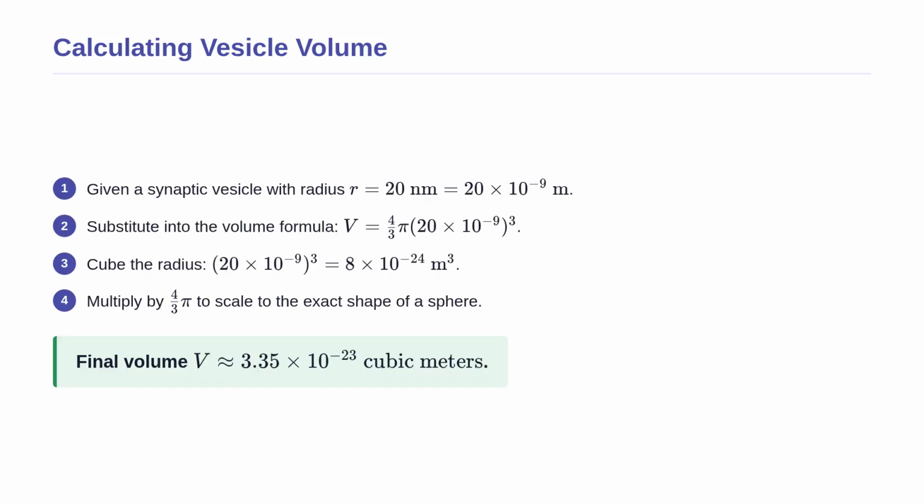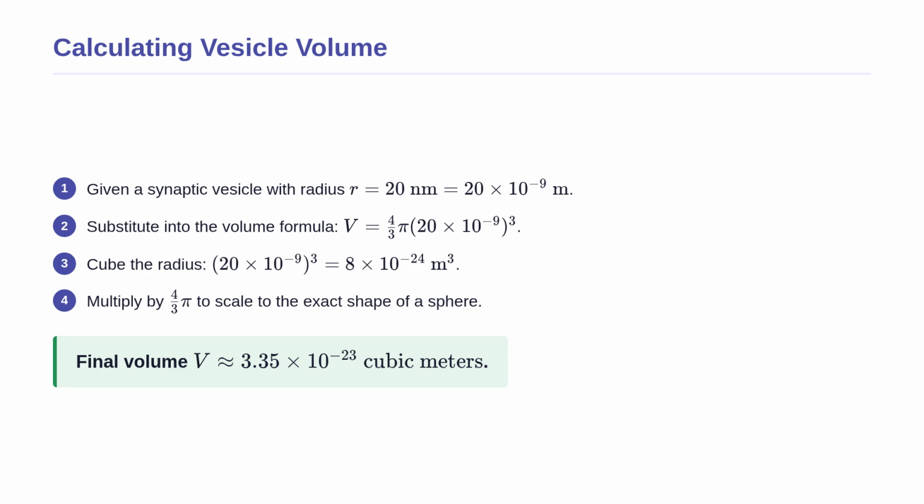Let us put this formula to work by calculating the volume of a typical synaptic vesicle. We are given a radius of 20 nanometers, which is 20 times 10 to the negative 9 meters. We plug this radius into our volume equation. First, cubing this radius gives us 8 times 10 to the negative 24 cubic meters, representing the three-dimensional space.